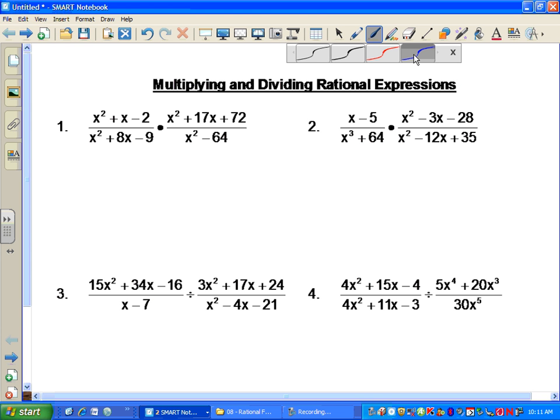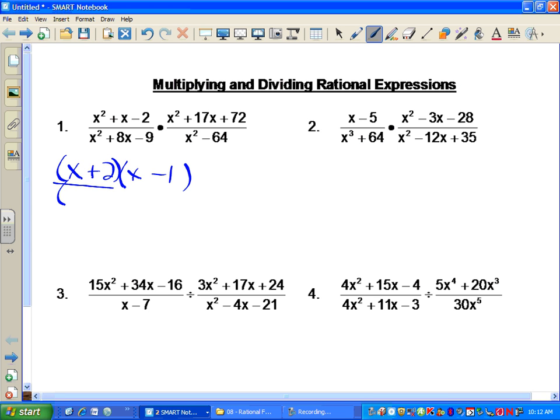So let's look at number 1. You can pause the program whenever you need to write down the question into your spiral, or pause to take time to factor if I'm going too fast. I'm going to factor the first one. So remember, you're asking yourself what multiplies to be -2 that adds to be 1. So that would be x plus 2 and x minus 1. Be careful with your signs.